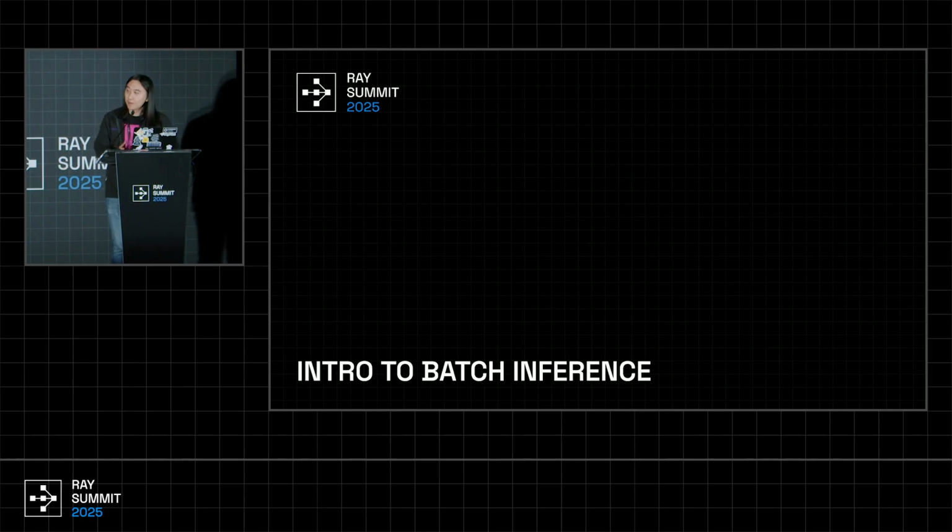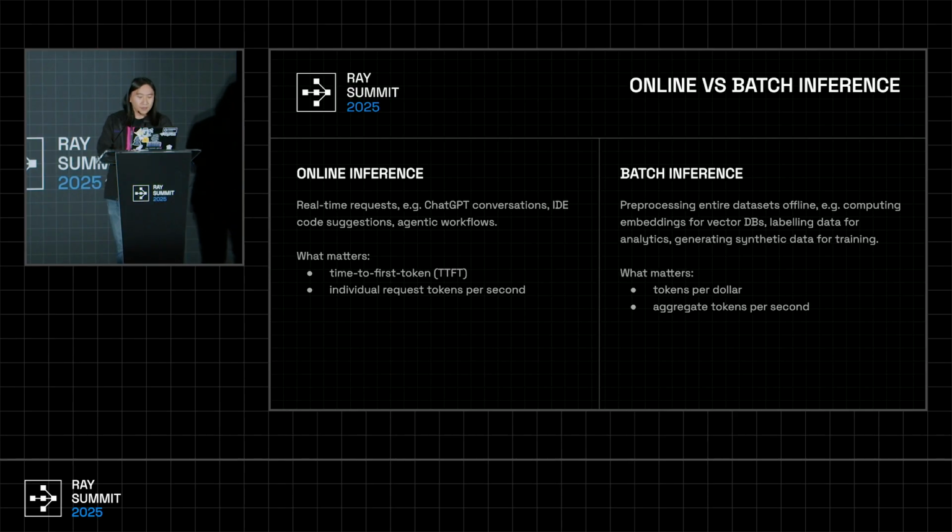Cool. So let's talk about batch inference. There are generally two different classes of inference on LLMs. The first one that you're probably more familiar with is online inference. This is where you have real-time requests, such as when you're doing ChatGPT conversations, IDE code suggestions, or real-time agentic workflows.